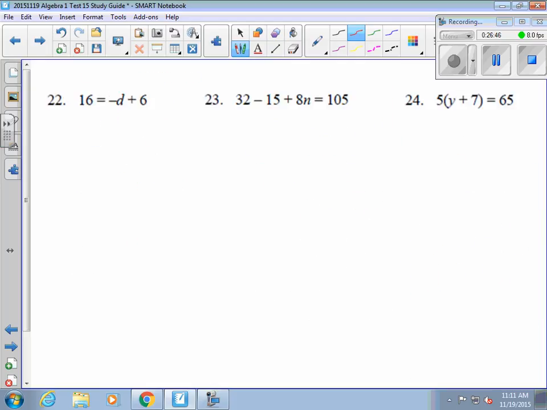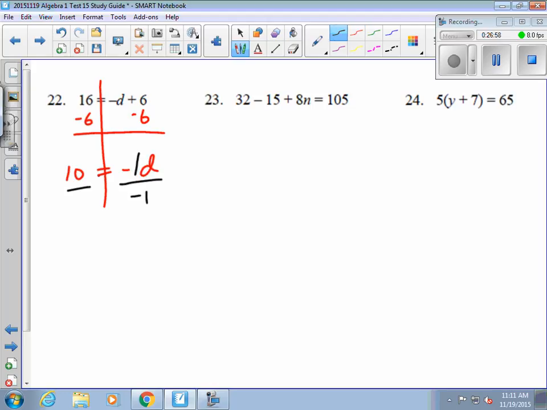22. 16 equals negative d plus 6. Again, undo addition and subtraction. Subtract 6 on both sides. 10 is equal to negative d, which means negative 1 times d. Undo that by dividing by negative 1. Same here. Opposite signs is going to be negative. 10 divided by 1 is negative 10.